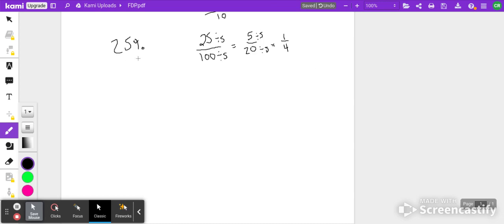And to change 25% to a decimal, when we changed a decimal to a percent, we moved the decimal to the right 2 times. So it makes sense when we have a percent to change it to a decimal, you're going to take the decimal and move it to the left 2 times. So 25% is 0.25.